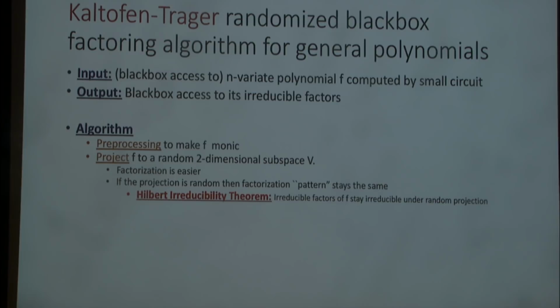That's why you don't project it to a 1-dimensional space. A multivariate polynomial, if you project it to a 1-dimensional space, a univariate polynomial always can factor. But if you project it to a 2-dimensional space, this Hilbert irreducibility theorem shows that an irreducible polynomial will remain irreducible upon this projection. And so now if your polynomial f was a product of some factors, you project it down to a random 2-dimensional space, then it won't subfactor.